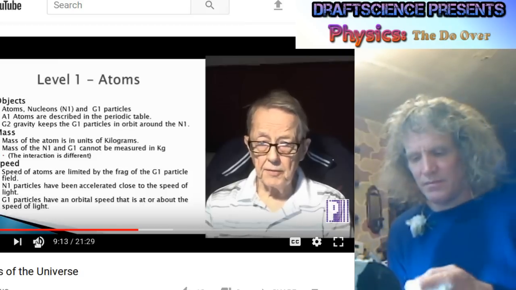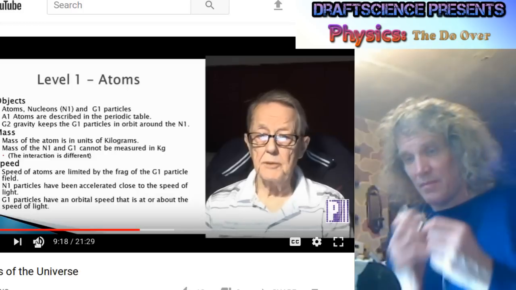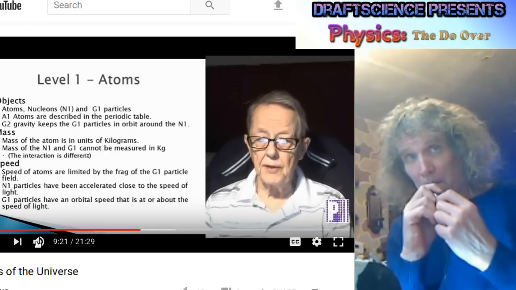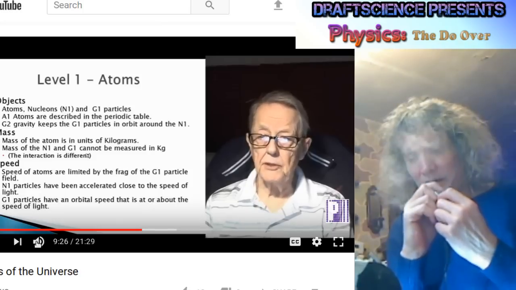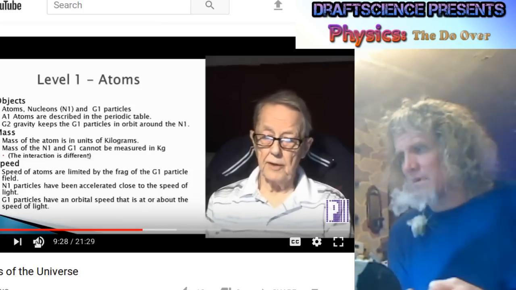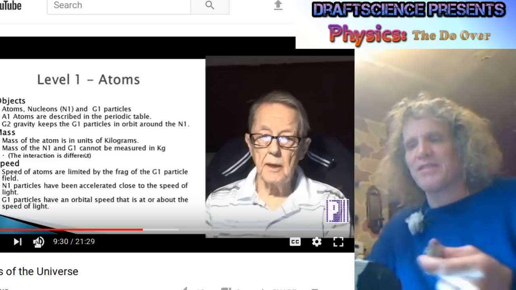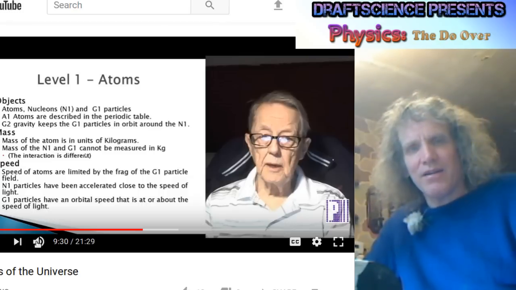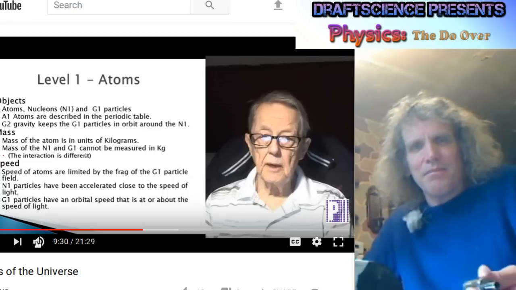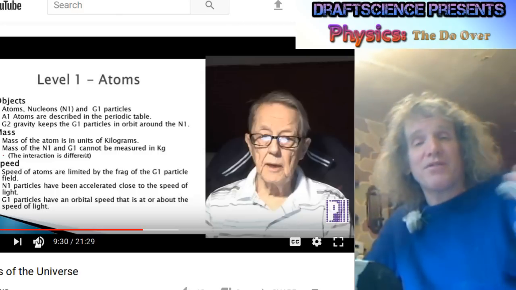Let me counter that with the fact that the mass of N1 and G1 cannot be measured in kilograms. The interaction is different. When you use the standard kilogram object as a comparison, it's made of... I think the easy way to explain that would be just to say the G1 particles obviously can't be measured because they're the things creating the effect on the scale. So you obviously can't measure how they're being affected by a force when they're themselves the force.